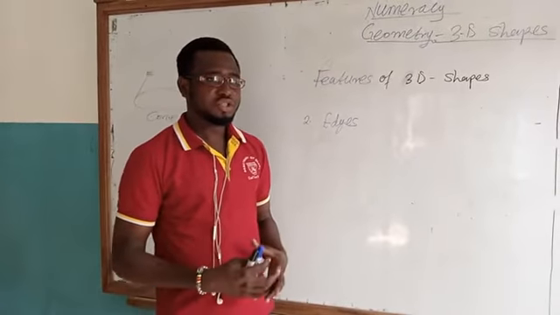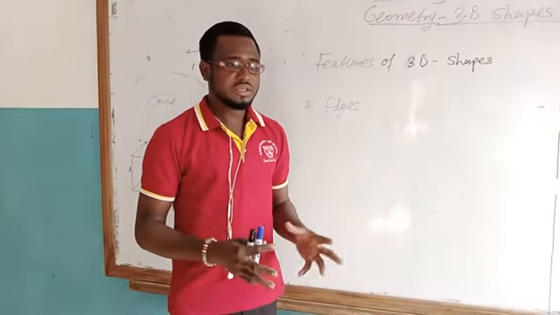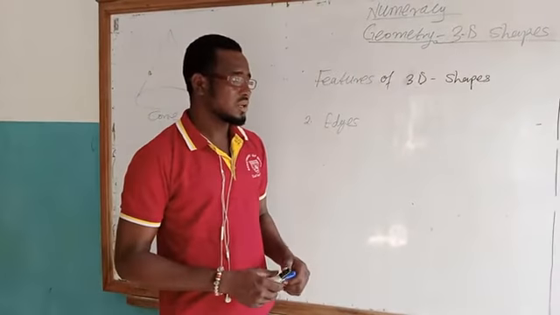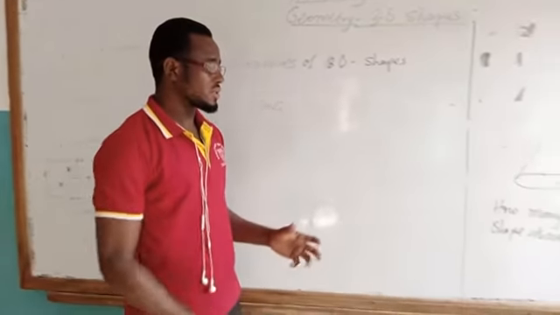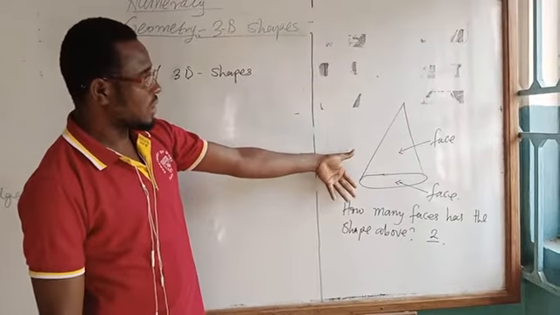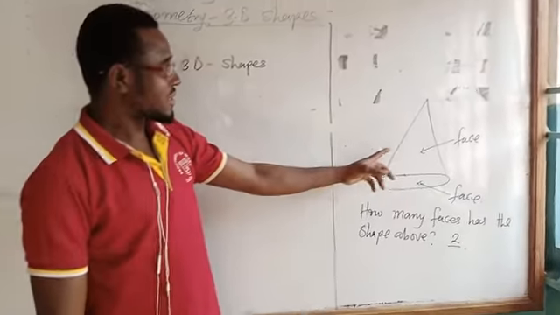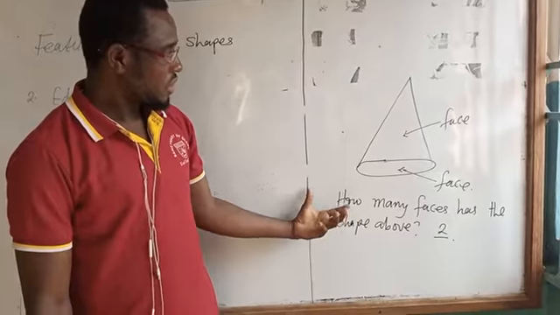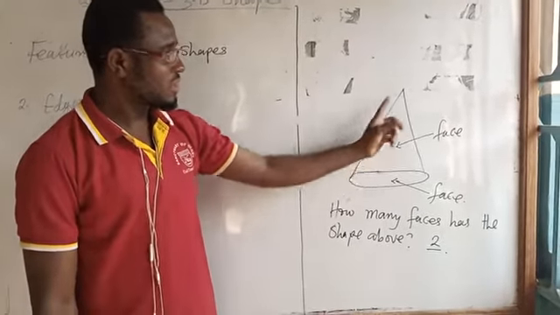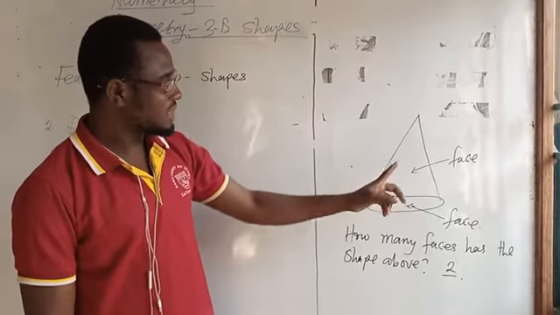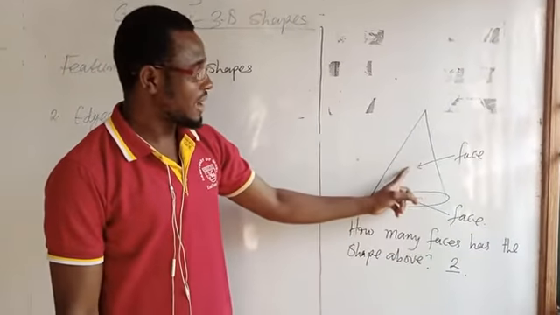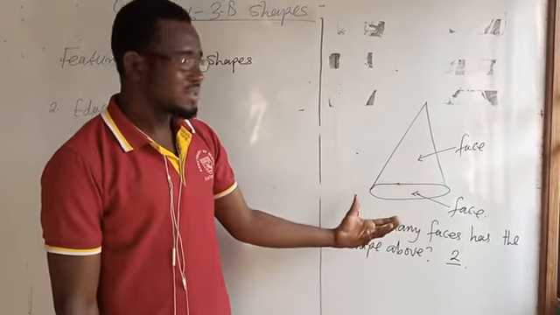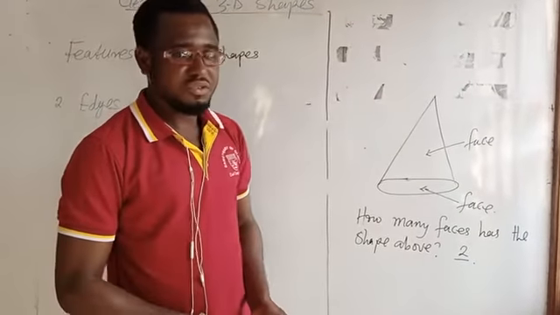In every shape, you can count a number of faces. There are more than one face you can see. So a vivid example is the shape here, which is a cone. As you can see, this is one face, and this is also another face. So we have two faces in this shape. A cone has two faces, one is a flat face and one is a curved face. So if you are asked how many faces has a cone, the answer is two.